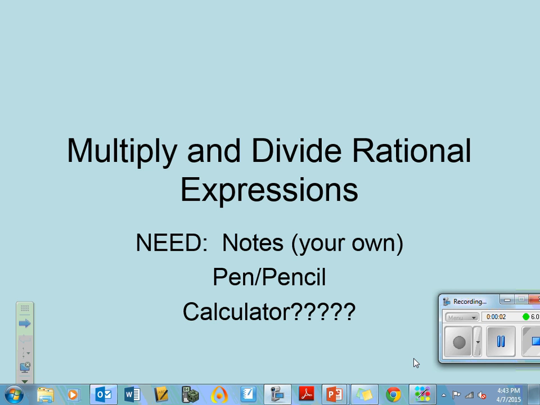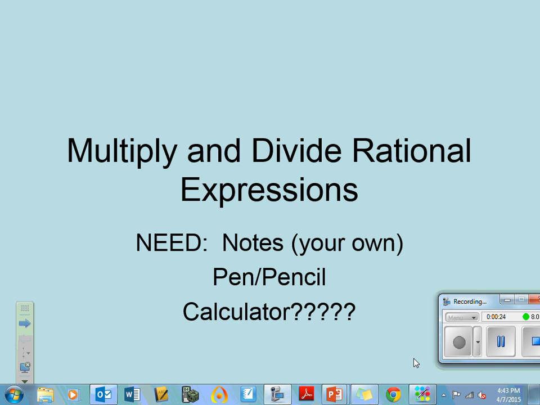Hello, folks, and welcome to Multiplying and Dividing Rational Expressions. So we are going to not just multiply regular numbers, we're going to multiply things that have x's and terms and all that good stuff. So you need your notes, a pen or a pencil, your calculator, and your thinking cap with factoring. You got to know all the different kinds of factoring.